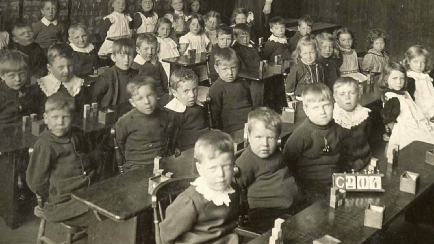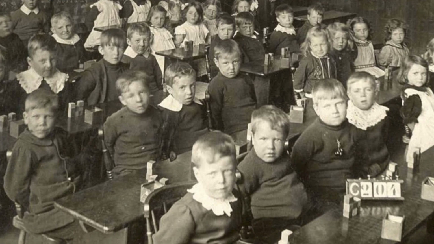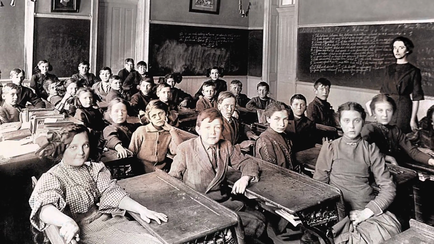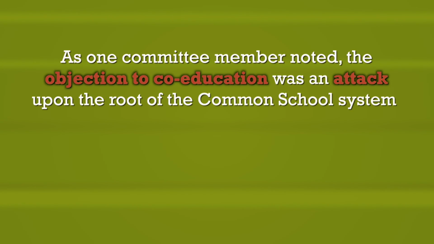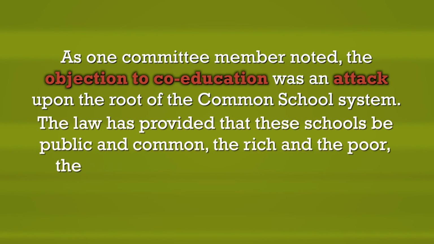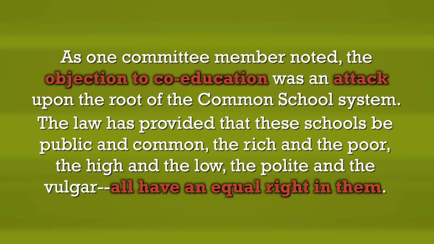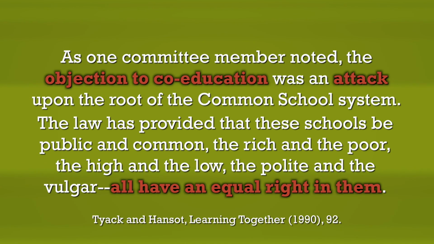Teachers, administrators, and other parents argued that, in fact, putting boys and girls together in school would improve the behavior of boys and make girls more serious and critical students. As one committee member noted, the objection to coeducation was an attack upon the root of the common school system. The law has provided that these schools shall be public and common. The rich and the poor, the high and the low, the polite and the vulgar, all have an equal right in them. Charlestown School Board decided to keep coeducation.